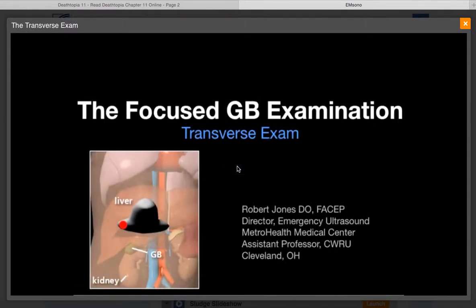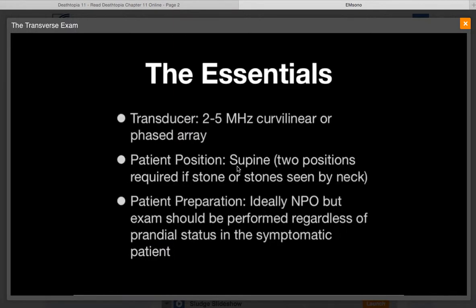I'm Dr. Robert Jones, and in this lecture we're going to cover the transverse portion of the focused gallbladder examination. Let's go through the exam essentials one more time.